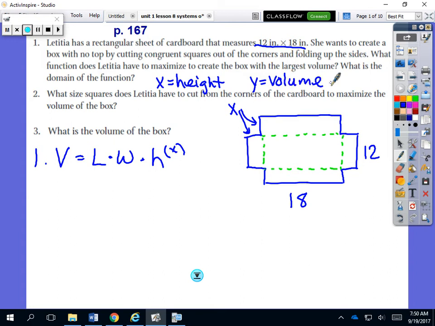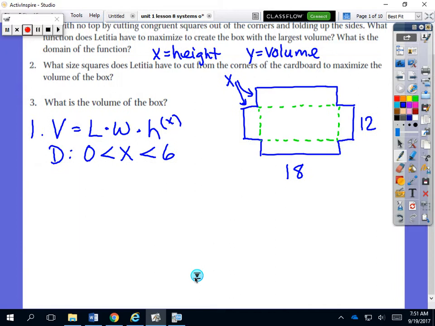What is the domain of that function? Well, the most she could cut out is half of the shortest side. The shortest side is 12. If she cuts out more than half of that, she wouldn't be able to make a box. So the largest x value has to be less than 6. The domain starts at 0, because if she cuts out 0, she wouldn't have a box either. So x has to be greater than 0 but less than 6. We're not going to worry about the range. That's part of the shortcut for the calculator.